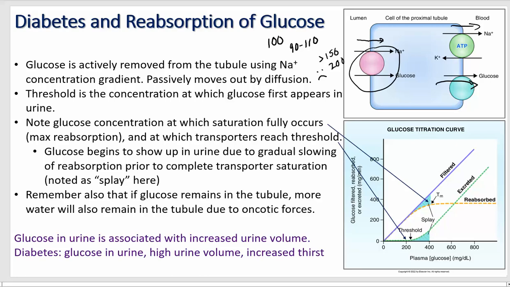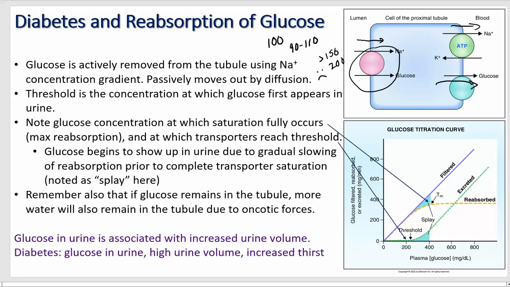Remember also that if glucose remains in the tubule, more water will also remain in the tubule. Can't forget about that, due to those oncotic forces of the glucose particles holding on to that water. So glucose in the urine is associated with increased urine volume.